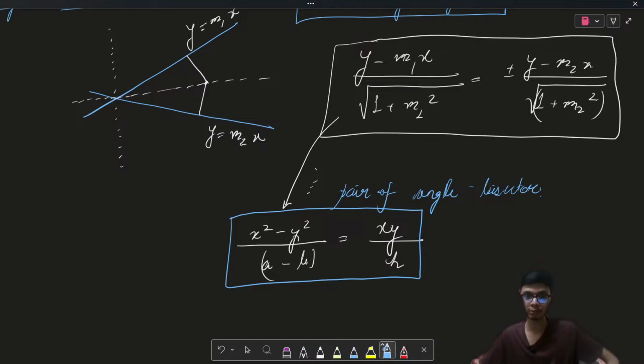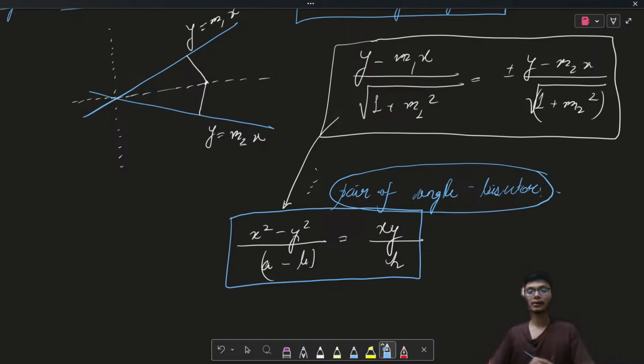Okay, so this will turn out to be the equation of pair of angle bisector. Alright, I hope this is clear to all of you. I hope this part is clear. Please do let me know in the live chat, is this part clear or not?